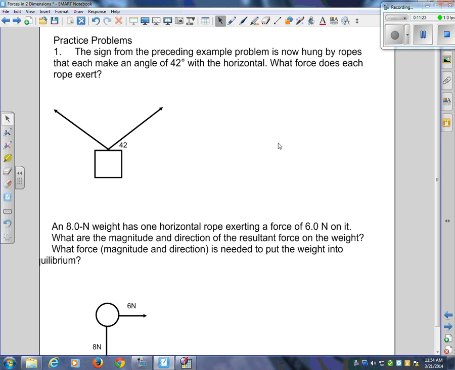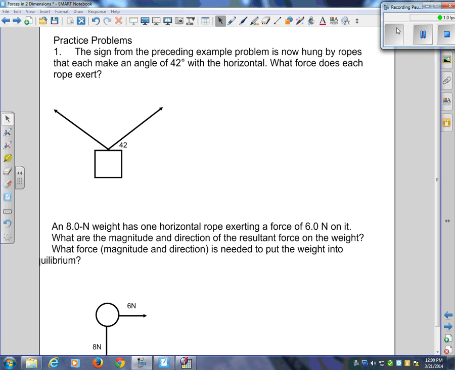Alrighty. So there are 4 practice problems there. How about you guys try the first 2, and then I'll give you some answers. Try those first 2 as sort of practice ones. No pressure.